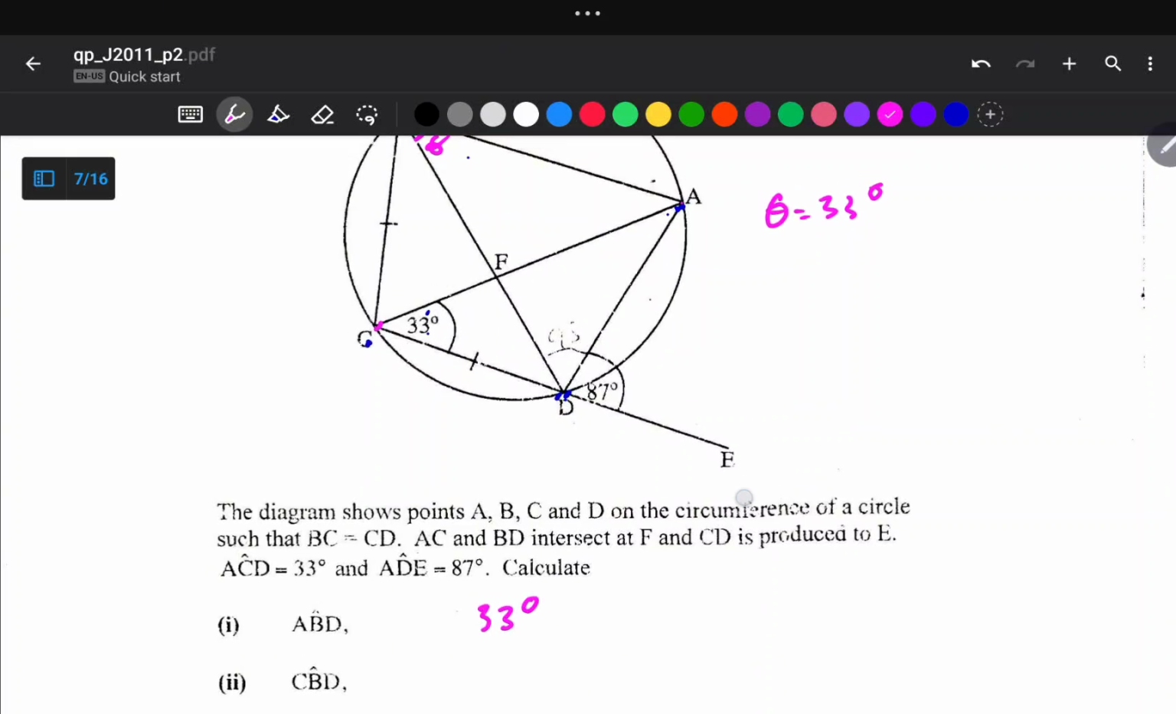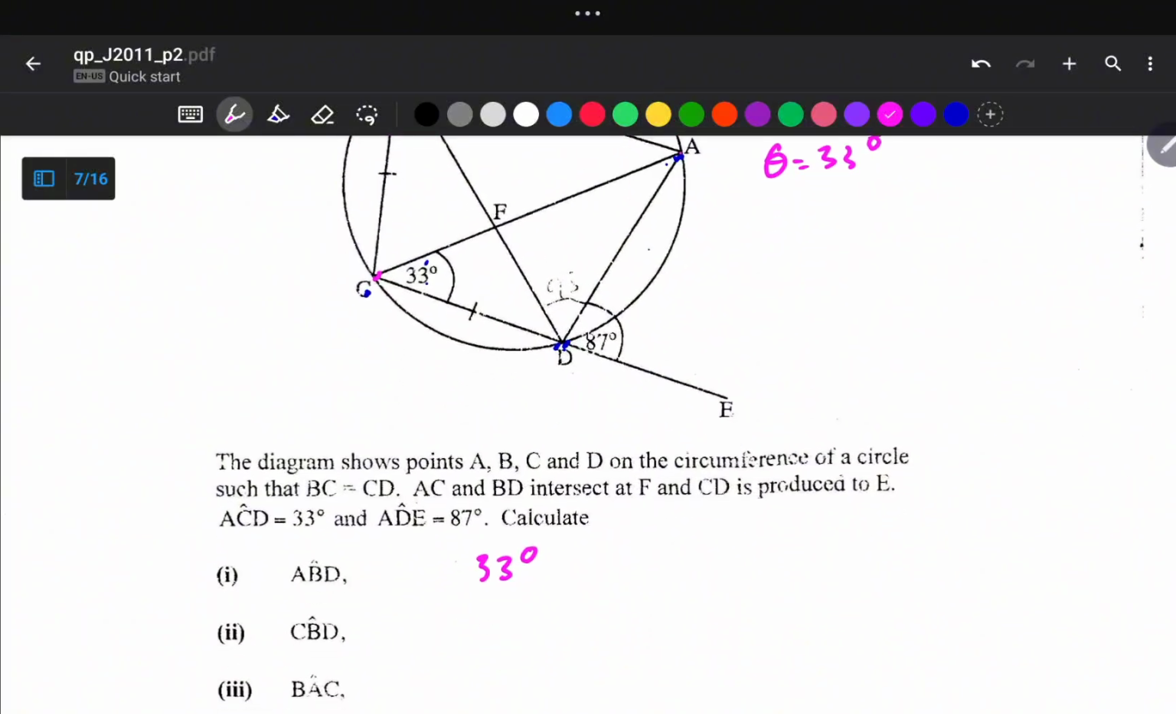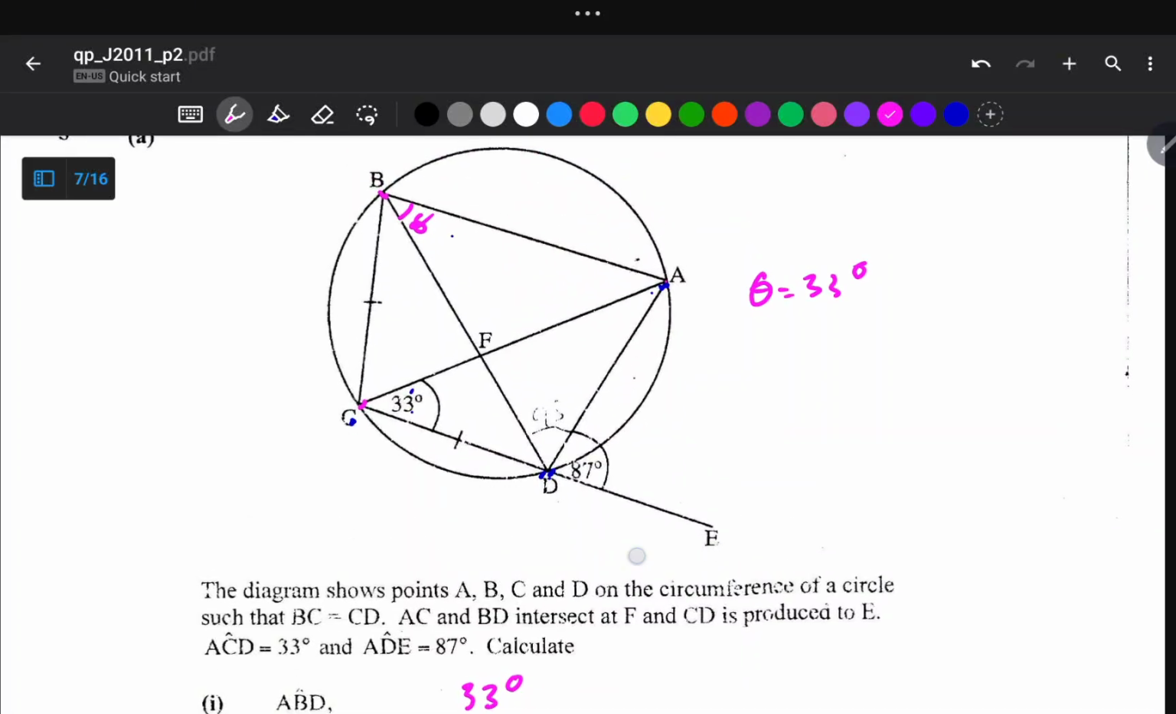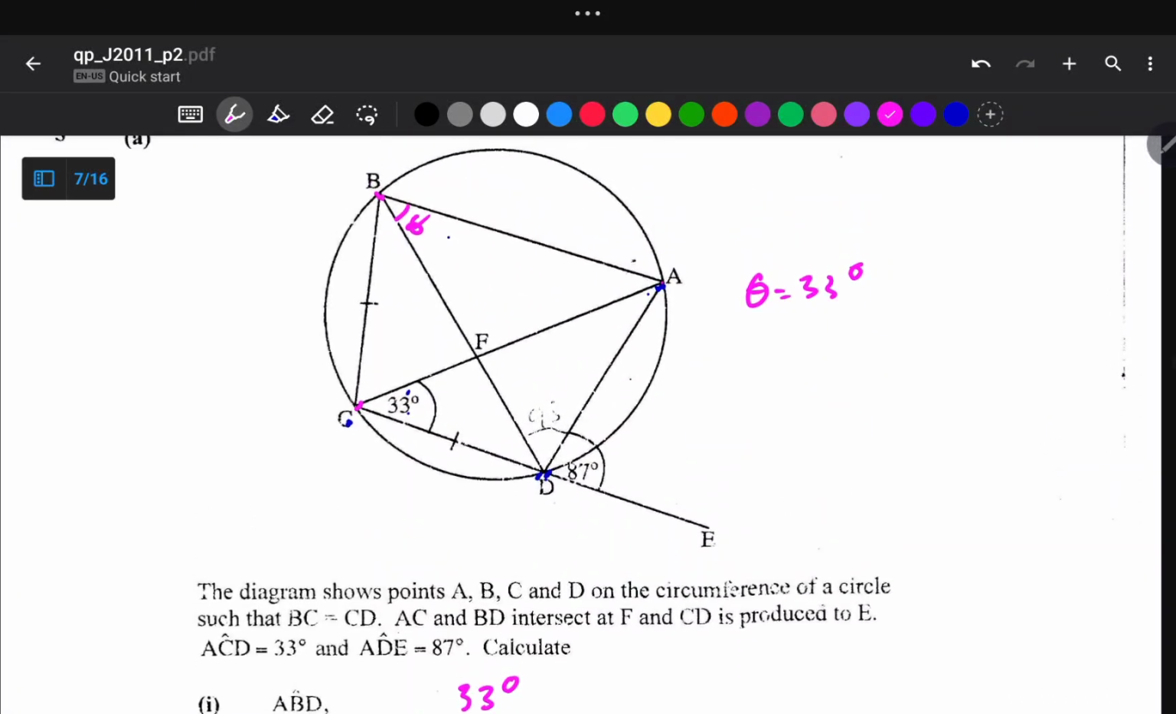Okay, and then the next part of the question says calculate CBD. So we are required to calculate the CBD, and we can label this one X. These two lines tell us this triangle is an isosceles triangle because this angle and this angle are of the same magnitude. So this one is X and this one is also X.